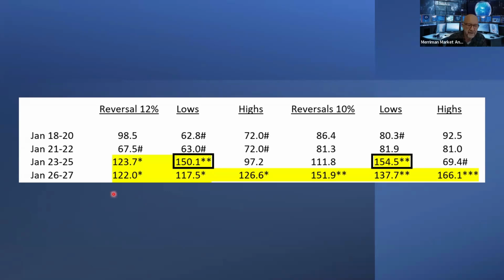January 23rd, we had a big low. The market had dropped quite a bit into January 23rd from the high of January 11th. It fell like 20%.